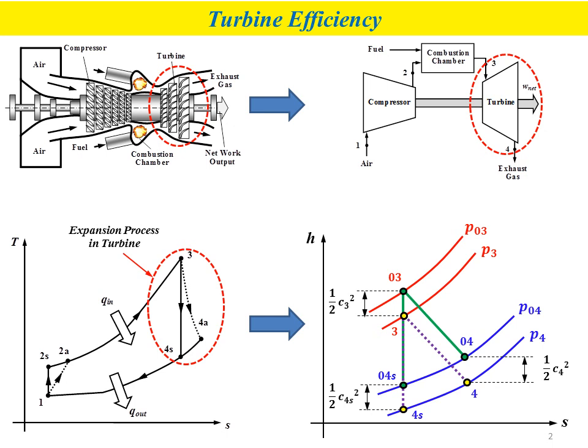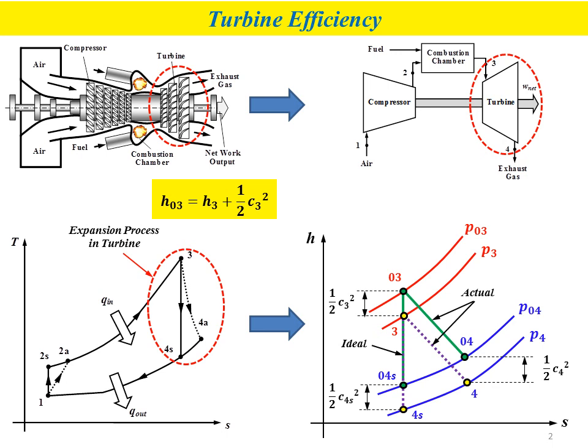Okay, so we need to know this diagram in order to derive and also to understand the equation for turbine efficiency. The vertical line represents the ideal process, and the inclined line represents the actual process for the expansion in the turbine.